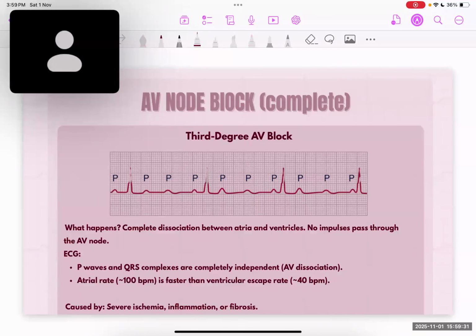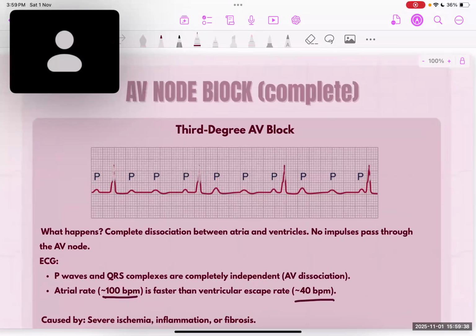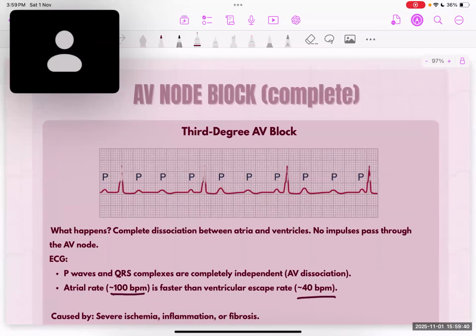Can someone figure out how we calculated these values? By using the heart rate method before, if you could. Is that doable for you guys to calculate this? How are we finding our atrial rate? Yes, you're gonna go from P to P, and from P to P, you're gonna find your atrial rate. And then you're gonna go from here to here, and you're gonna find your ventricular escape rate. So since there's a block between the two, they're both having their own rates.